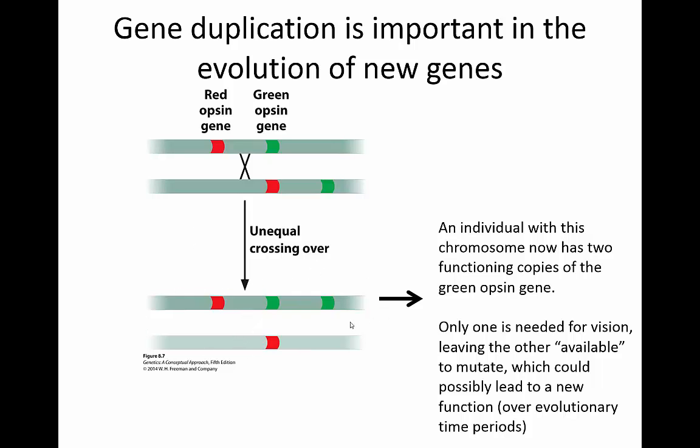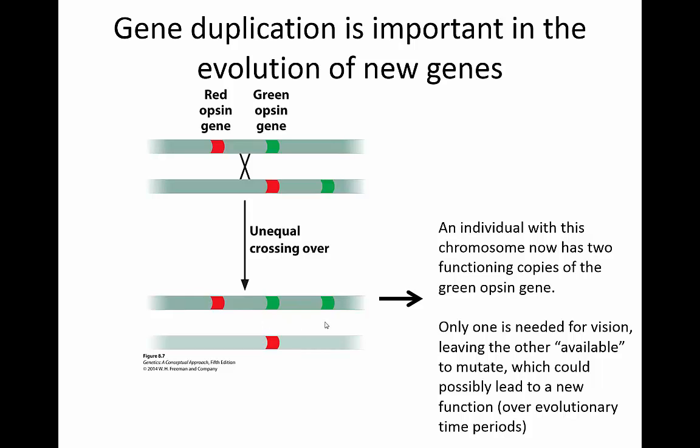Now, this duplication event is also a very important product for the species in general. If you duplicate a gene, both of those genes can now carry out the function of that green opsin gene. Normally, if you mutate a gene, you tend to mess with the function of that gene. If the gene can't do its function anymore, often the organism will show a deleterious phenotype.